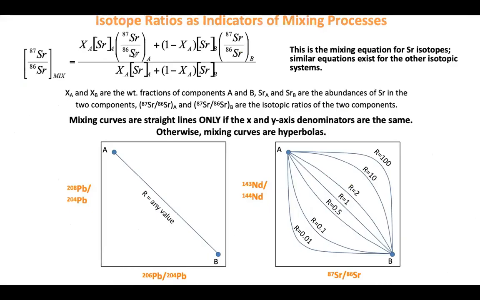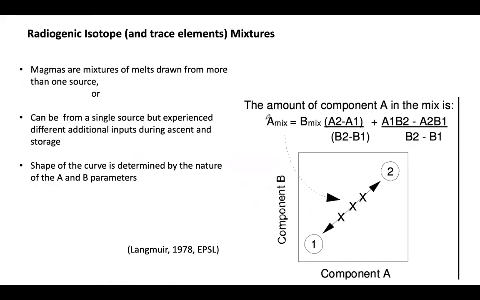But here you have strontium isotope. It doesn't matter. You can have equations in between, like this is the equation for strontium mixture. But this can be other elements as well. These equations can be formed for that. So this Langmuir paper describes how these equations were formulated. It can be applicable for trace elements as well as isotopes.